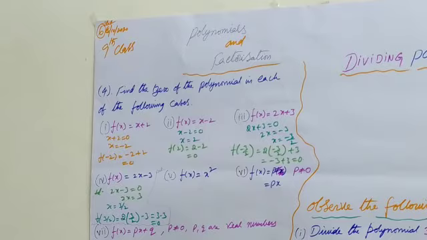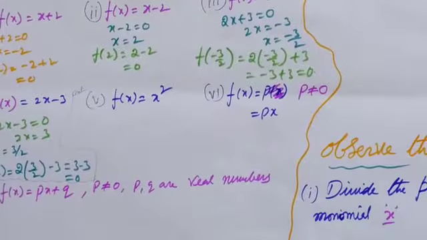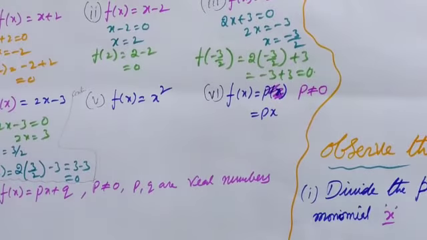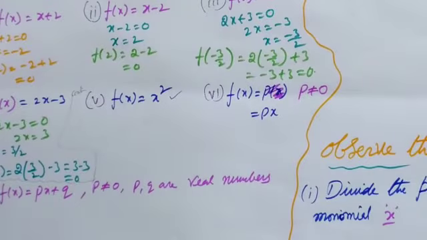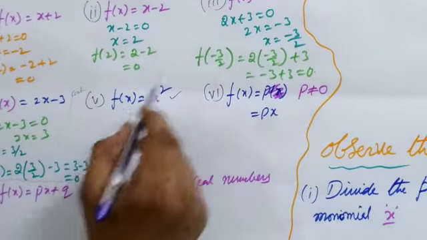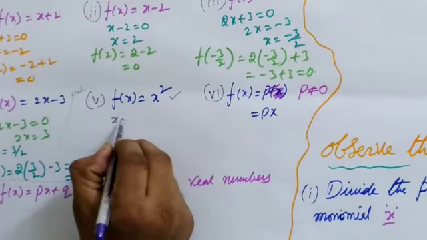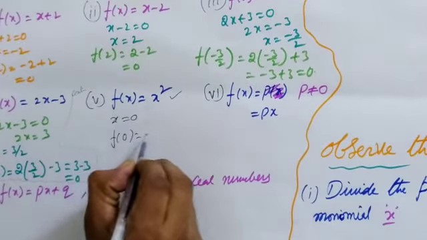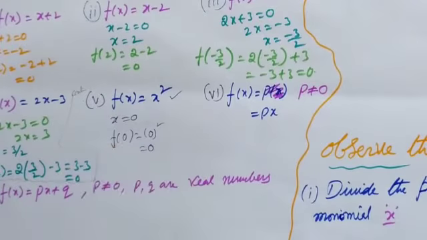Ninth class, polynomials and factorizations, the continuation of the last class. Number 5: f of x is equal to x square. What is the zero of this polynomial? Therefore x is equal to 0. f of 0 is equal to 0 square, that means 0. Here 0 is the zero of the polynomial.